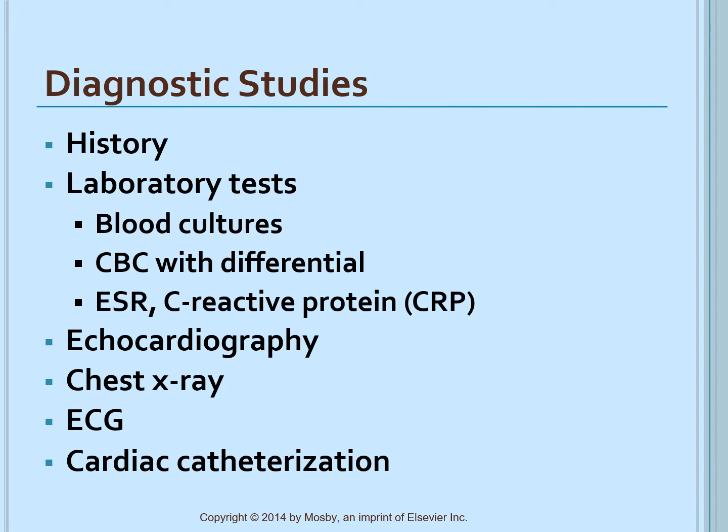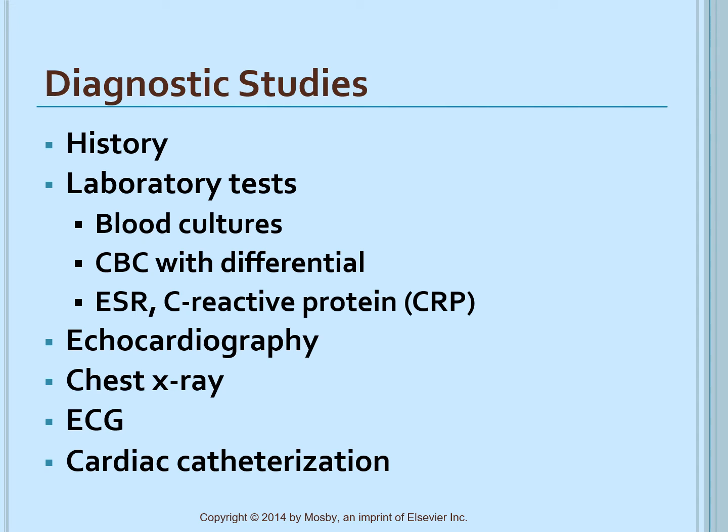With our CBC with differential, we would be able to see a leukocytosis if somebody had an infection. ESR and CRP are our inflammatory markers. Those would be elevated if somebody had IE; we would expect that. And then our TEE to detect vegetation.